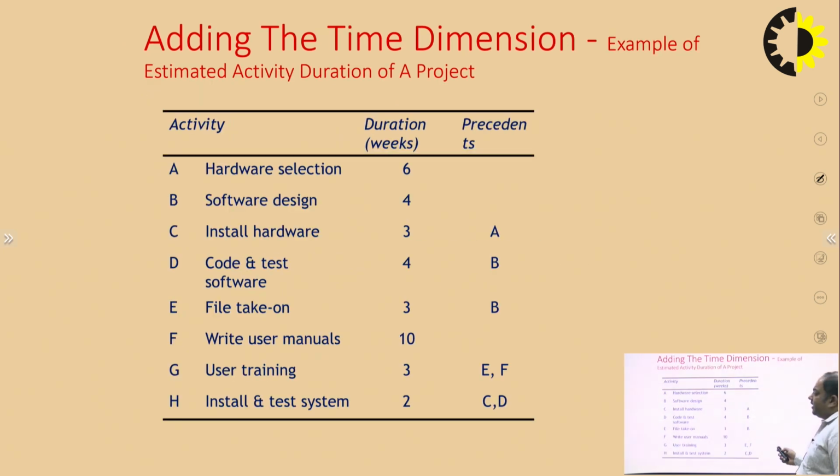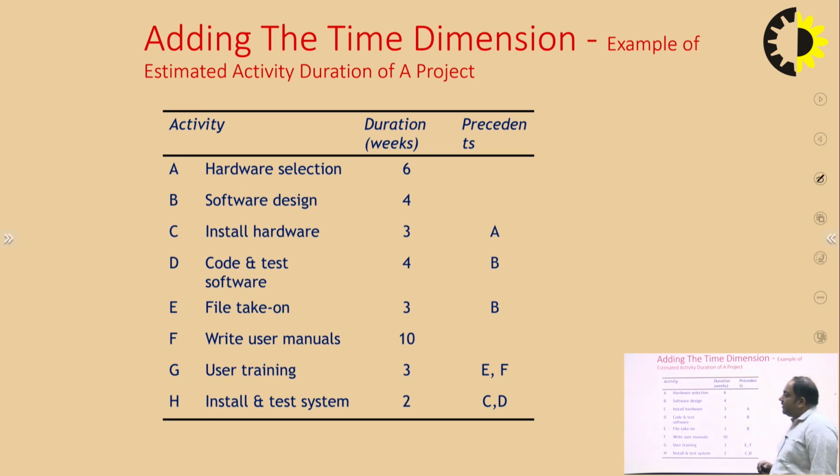So let us understand with one example in which we have 8 activities: A, B, C, D, E, F, G, H. The durations are 6, 4, 3, 4, 3, 10, 3, 2, in weeks. It is an example of estimated activity durations, and it also shows the precedence. So activity C is dependent on activity A. Activities D and E are dependent on activity B. Activity G is dependent on E and F, and activity H is dependent on activities C and D.